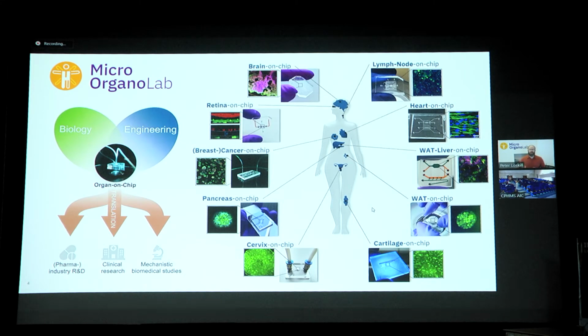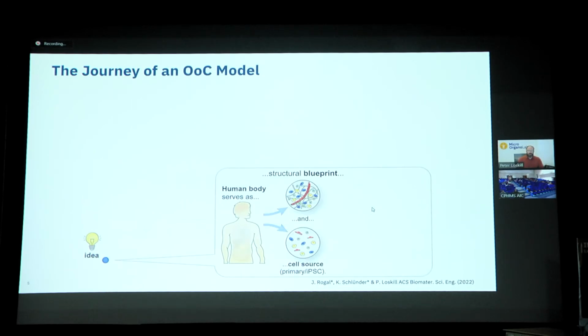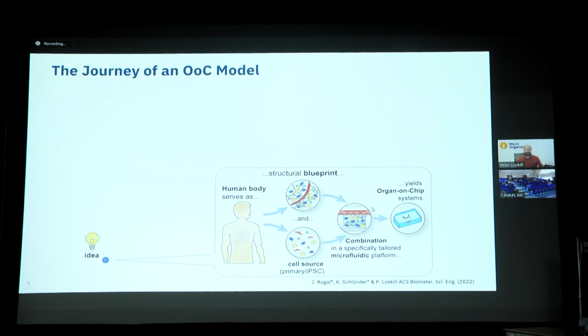Instead of going one by one through all of these different models, I'm going to take you on the journey we take to develop such a model system. For us, the journey of an organ-on-a-chip model always starts with the idea. The basic idea is always that we use the human body as a blueprint on the one hand, as a structural blueprint, and also as a cell source. Then we combine these things into a microfluidic platform, and that's then the organ-on-a-chip system. So that's the basic idea.